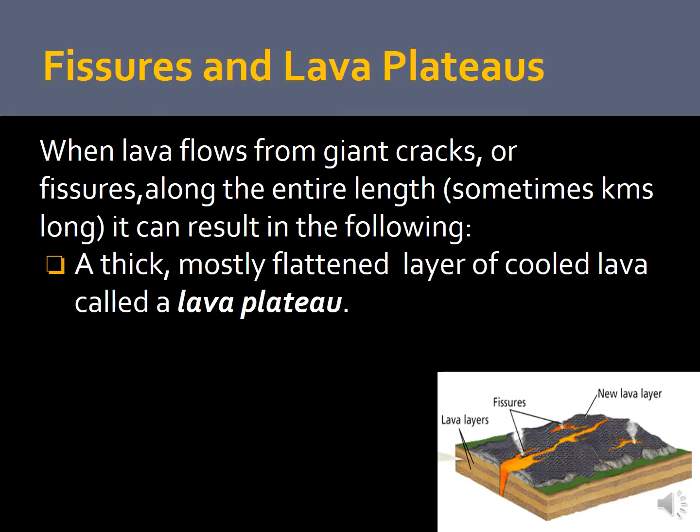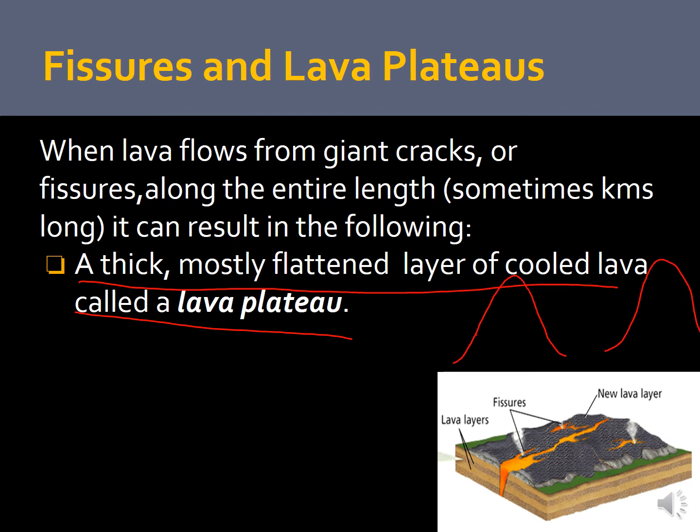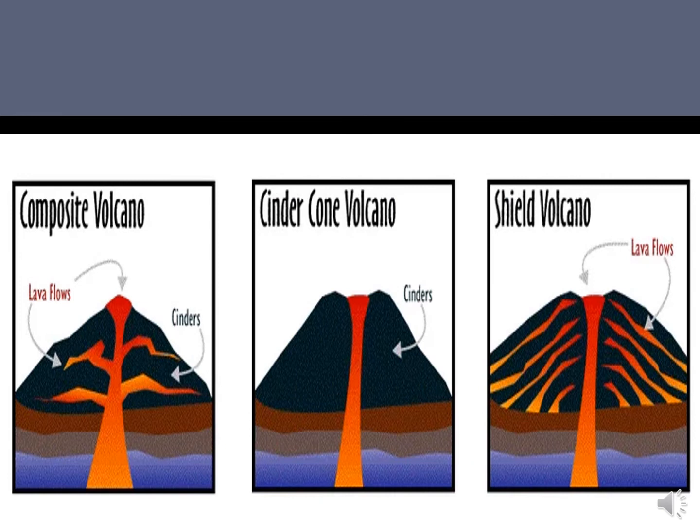Fissure and lava plateaus. When lava flows from giant cracks or fissures along the entire length, sometimes very long, that whole thick, mostly flat layer is called a lava plateau. So again, we have these two volcanoes here, and the earth cracks a little bit. That little stream of lava is called your lava plateau. So here is a picture to identify the difference and see how it actually flows, okay?